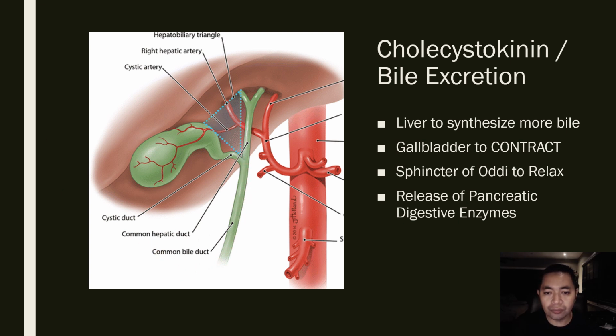When the concentration of fatty acids and amino acids declines in the duodenum, CCK concentrations decrease, which causes the ampullary sphincter to contract and the gallbladder to relax, causing bile to be stored once again.